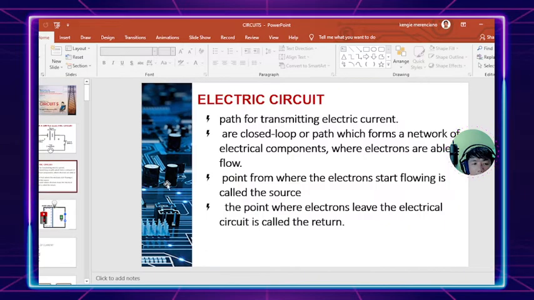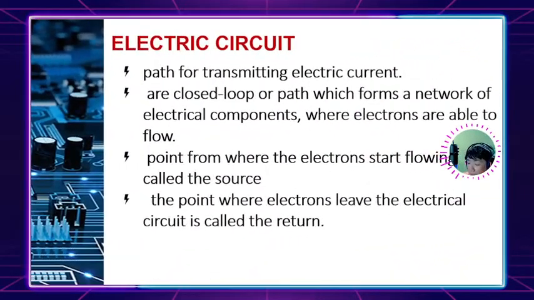So let's proceed to, let us define what is an electric circuit. Okay. When we say electric circuit, class, it is a path, diba? A path or the direction in transmitting the electric current. That's the basic definition of electric circuit. Or in other words, it's a closed loop. Diba? Pag loop, it means parang paulit-ulit na flow. So it's a closed loop or path which forms a network of electrical components, wherein the components dadaan or magpo-flow, where electrons are able to flow. That's what I've said.